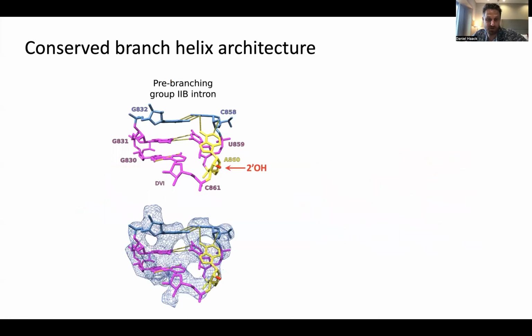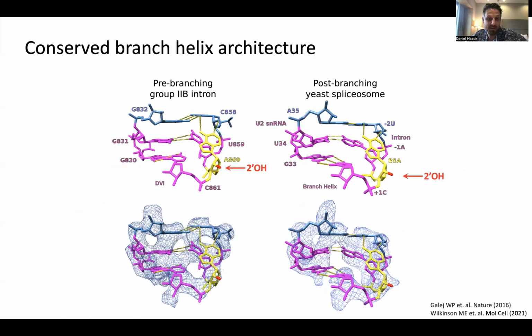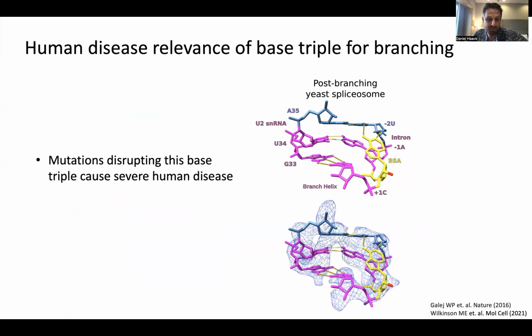Fortunately, a beautiful structure of a post-branching yeast spliceosome allows a comparison to be made between systems. As you can see, the base triple, as well as the surrounding nucleotides, look almost identical. Furthermore, single nucleotide polymorphisms in humans that disrupt the base triple have been shown to cause severe human disease. All in all, this data suggests that the branching mechanism first evolved in an ancestral group 2 intron and has survived through billions of years of evolution, lending credence to the importance of this interaction.